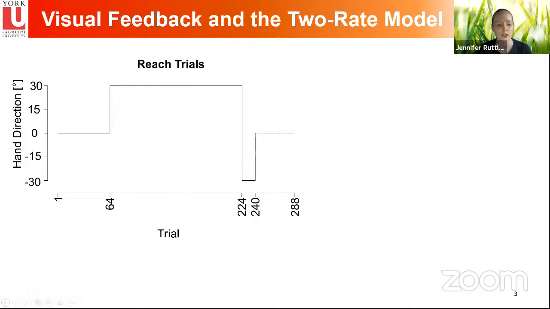This ensured that they were not getting any visual feedback, and thus there was no visual error during those trials. They were just moving straight, the cursor moved straight to the target. And so, as I said, we wanted to look at how visual feedback might change the model. So we had 3 different kinds of visual feedback groups.